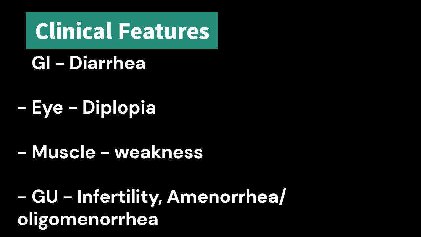In the eye, the patient will experience diplopia. There will be weakness in the muscles, and in the genitourinary system, we can have infertility in both males and females, and specifically in females, there will be amenorrhea or oligomenorrhea. So there will be a reduced amount of menstrual bleeding seen in hyperthyroidism.